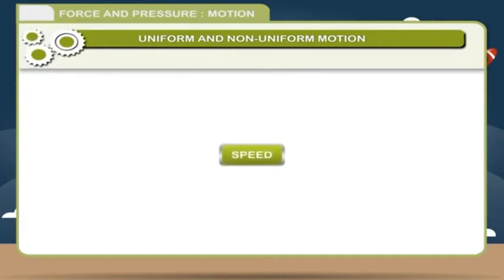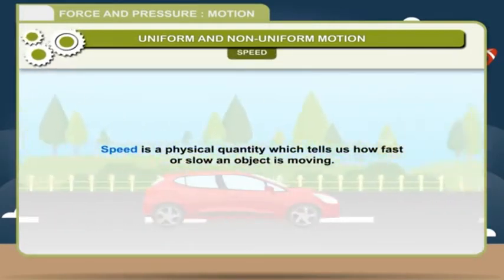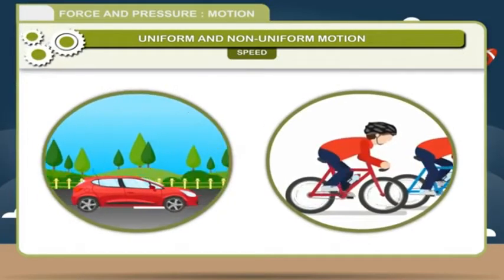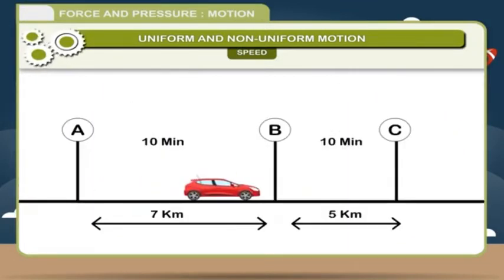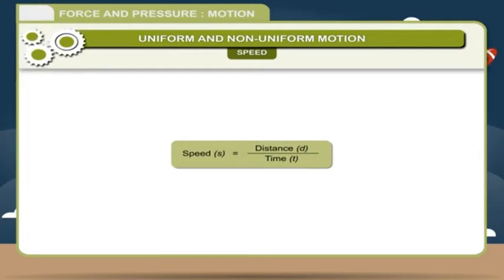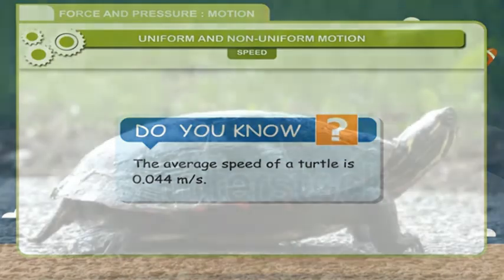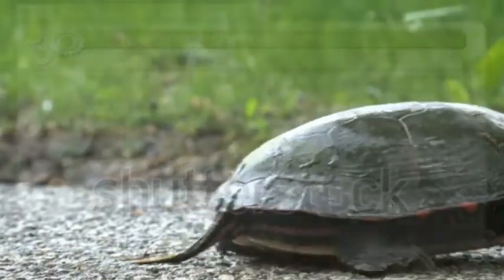Speed. Speed is a physical quantity which tells us how fast or slow an object is moving. Example, a car moves faster while a cycle moves slower. Speed of an object is defined as the distance covered by an object per unit time. Speed S is equal to distance d upon time t. Speed is a scalar quantity. Do you know, the average speed of a turtle is 0.044 meter per second?